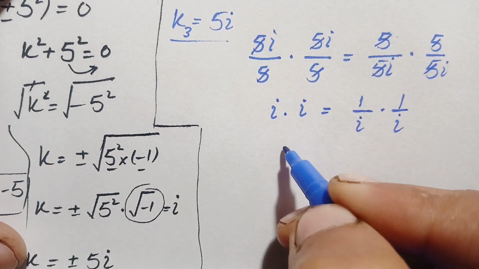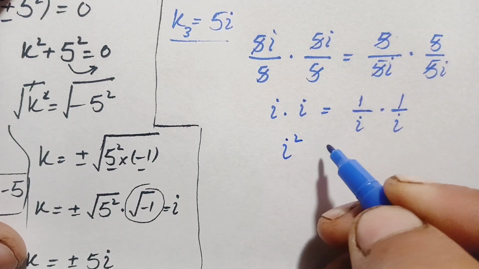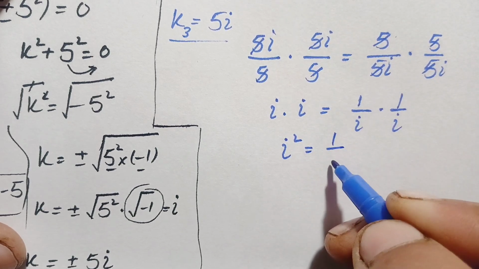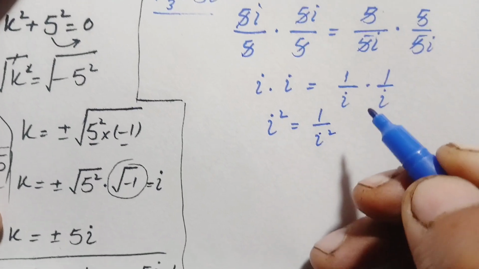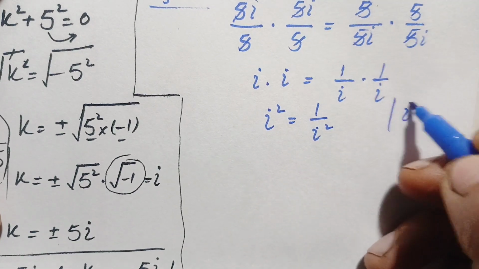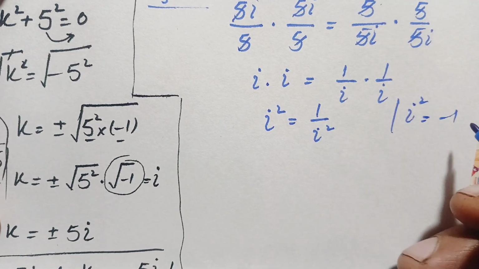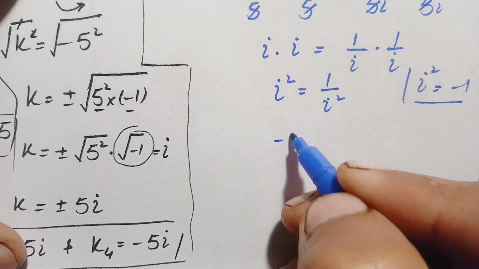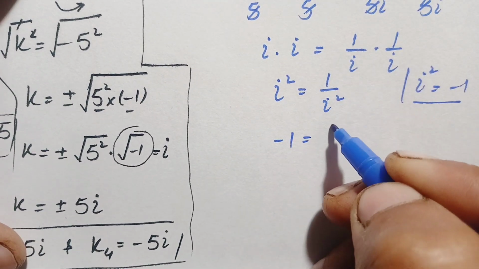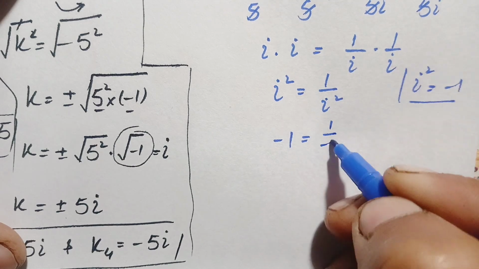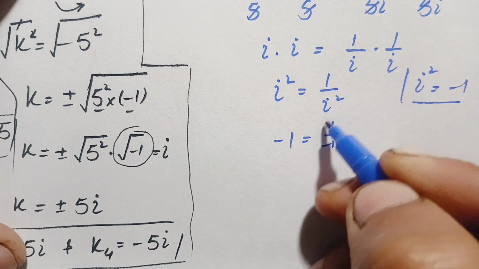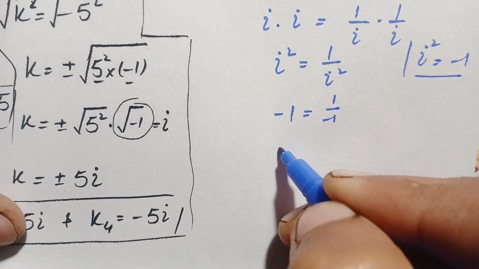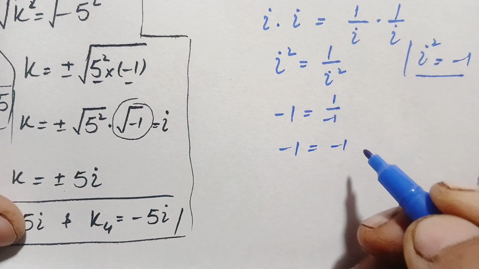So iota times iota is iota square, i square, is equal to, and here 1 times 1 is 1 and i times i is i square. Now we know that i square is equal to negative 1. So here we will replace i square with negative 1. So this will become negative 1 is equal to 1 by negative 1. Now as we know that 1 divided by negative 1 is equal to negative 1, this will become negative 1 is equal to negative 1.